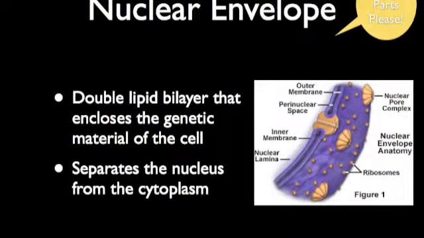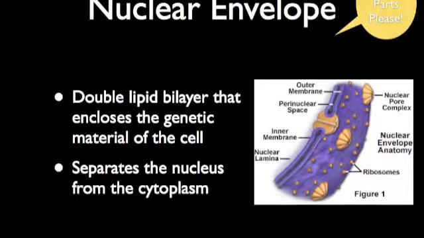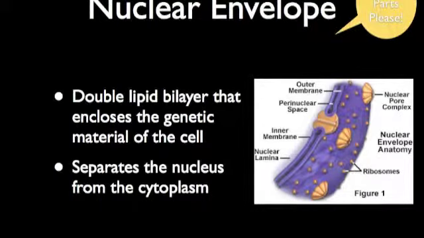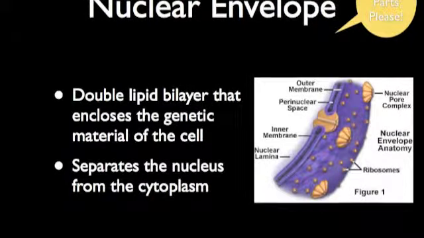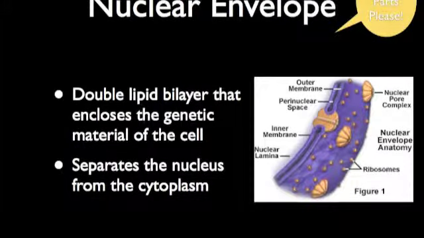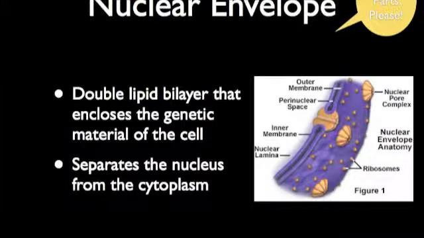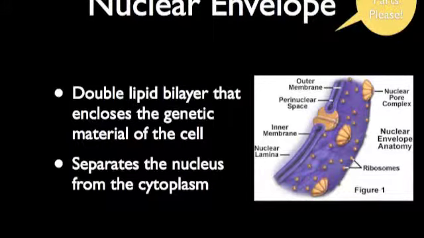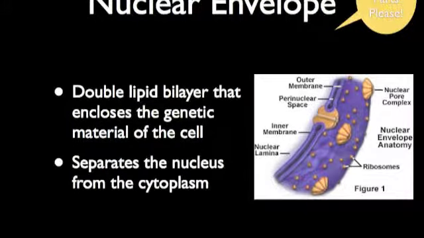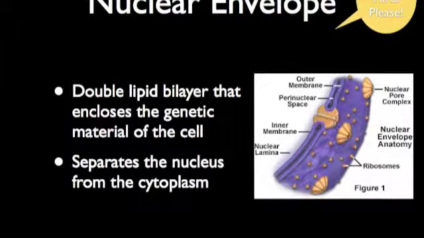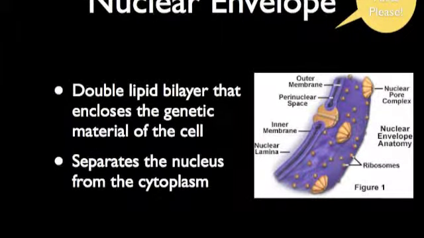The nuclear envelope is a double lipid bilayer that encloses the genetic material of a cell. It separates the nucleus of the cell from the cytoplasm. There are nuclear pores within the nuclear envelope that allow for the exchange of materials between the nucleus and the cytoplasm. The nuclear envelope is sometimes called the nuclear membrane.